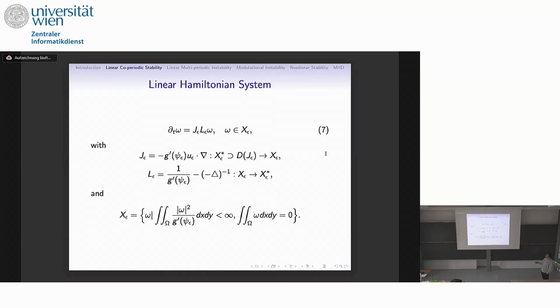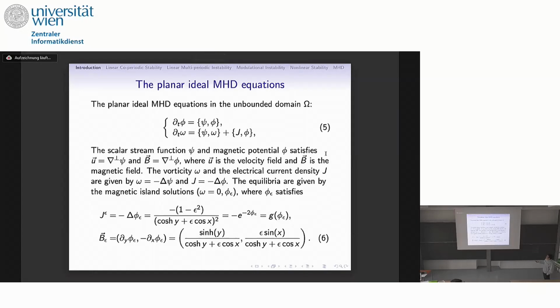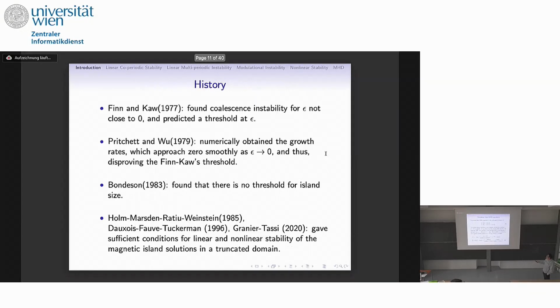For the linearized Euler equation, we can write it in a linear Hamiltonian form. For a Hamiltonian form, we have this anti-symmetrical symplectic operator J epsilon, which is a transport operator. Here it has this coefficient G prime of psi epsilon. Psi epsilon is the steady stream function, and G is this exponential function. I think we defined it earlier here.